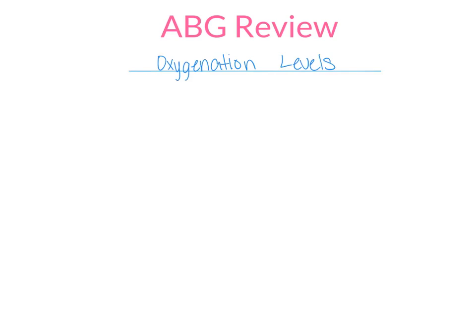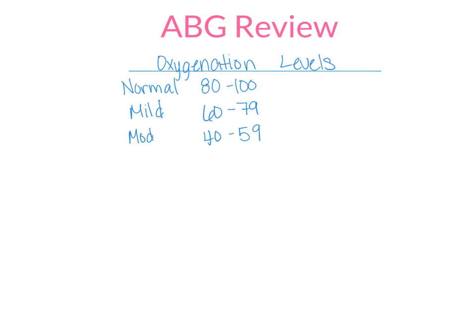We are also going to go over the levels of hypoxemia. So we know that normal is 80 to 100. So we know that 60 to 79 would be mild hypoxemia, and then 40 to 59 would be moderate, and severe would be anything that is less than 40.